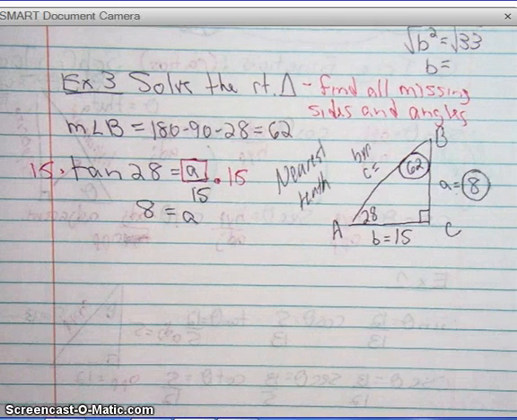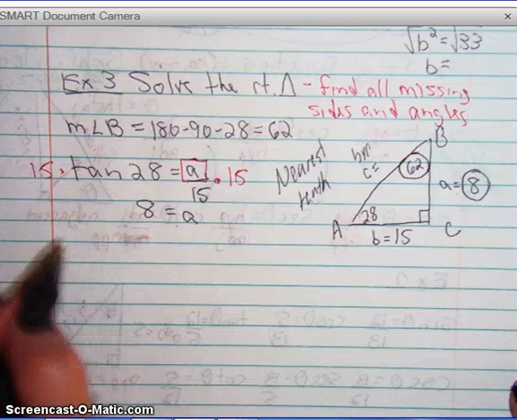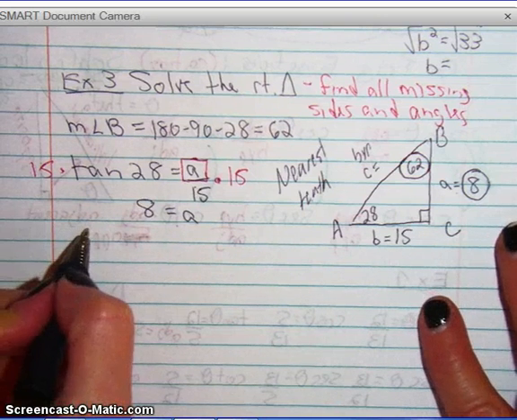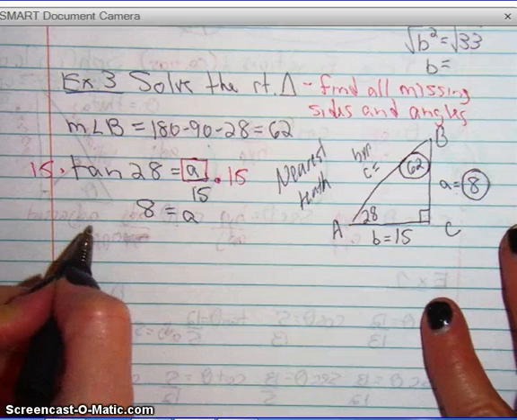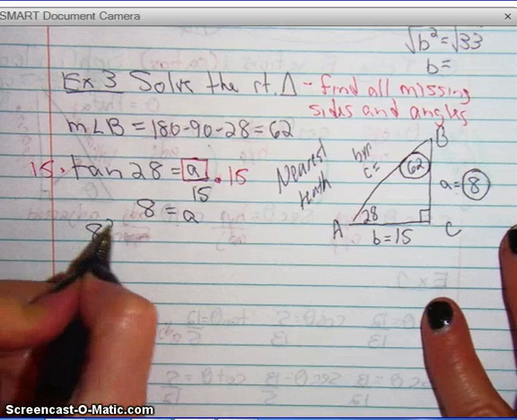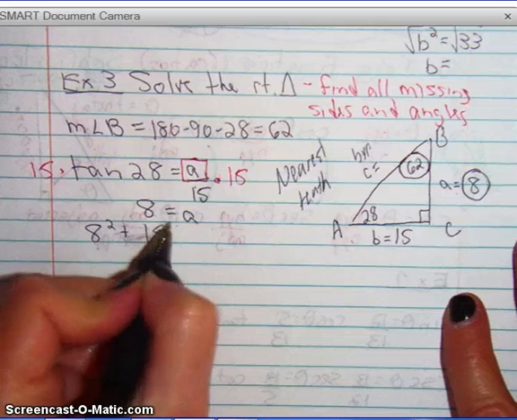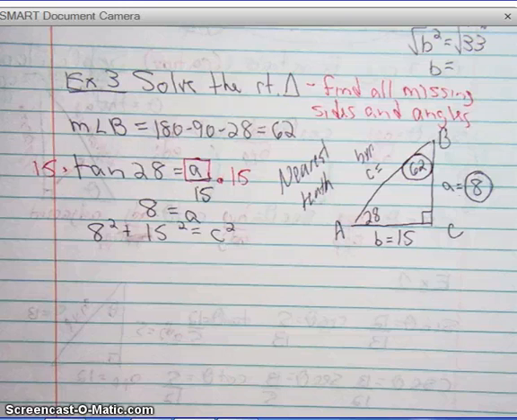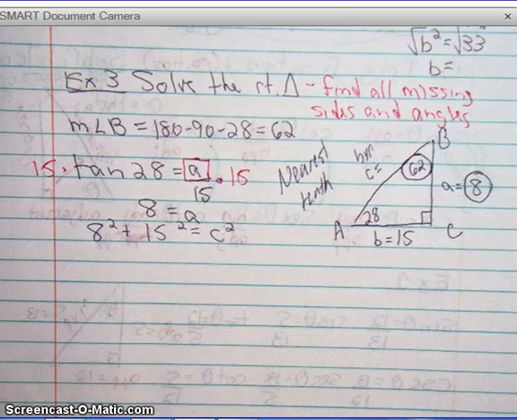All right, then what would be one way to find the missing C side? What do you guys want to do to find the missing C side, Brianna? Yeah, you could do Pythagorean theorem. Can you set us up, Brianna, in Pythagorean theorem then? Oh, no, 8 squared plus 15 squared equals C squared. Okay, sounds good. And I'll let you guys punch that out. You don't need me to punch it out with you.